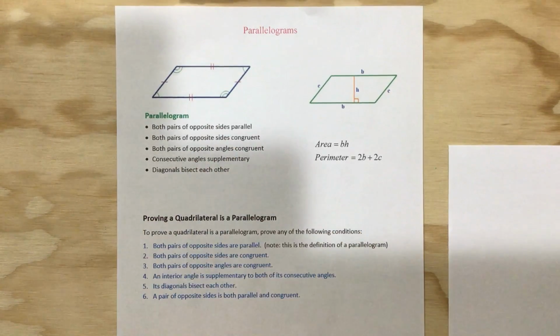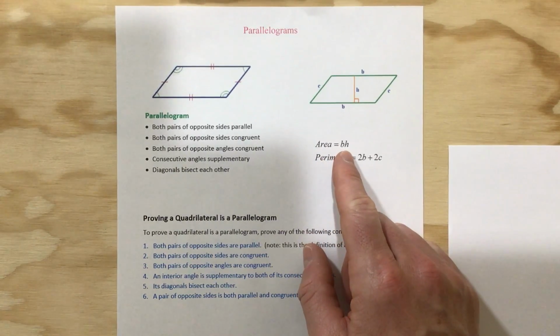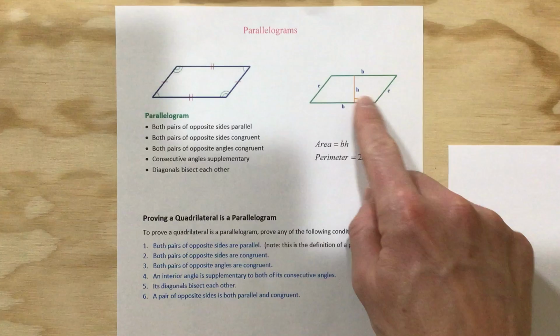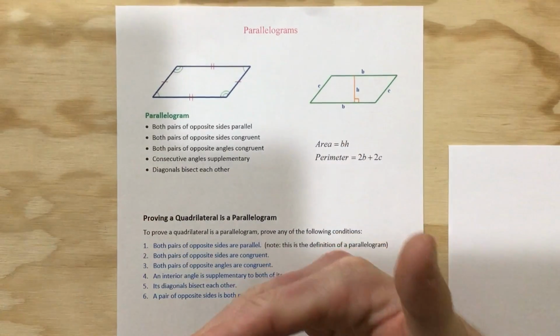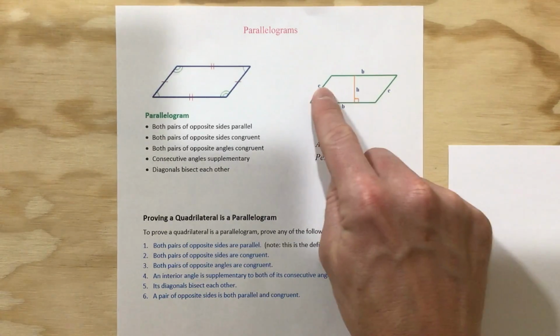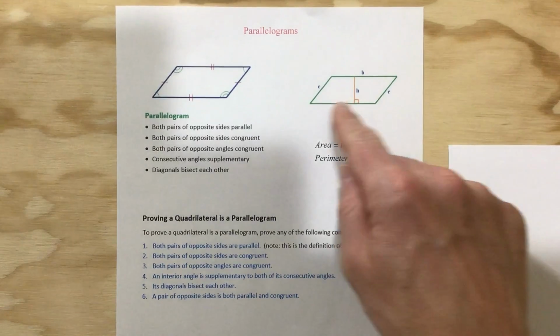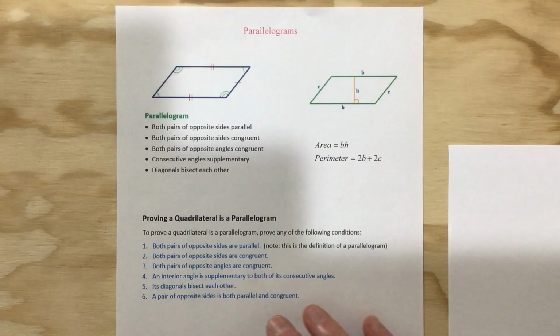Again, these are properties. Yesterday we literally looked at the area, which was pretty easy, which was just base times height. This is the base, and this is the height. You could flip it around and make C the base, and then this distance, right? The perpendicular distance between the two bases is the height. The perimeter, of course, is just the distance around.